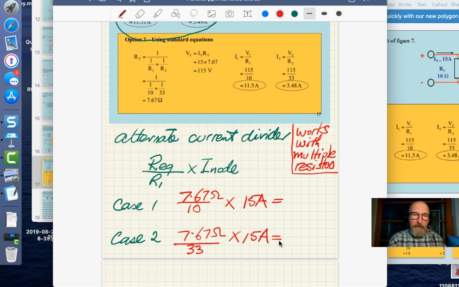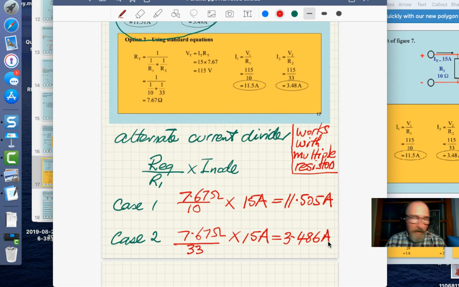And dive into the calculator, 7.67 divided by 10 equals 0.767 times 15 equals 11.505 amps. And in the second case, 7.67 divided by 33 times 15 equals 3.486 amps.